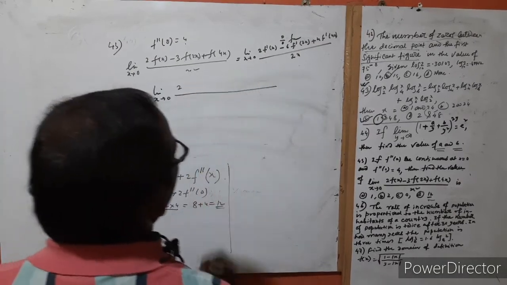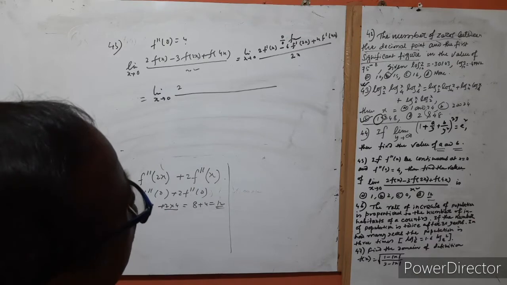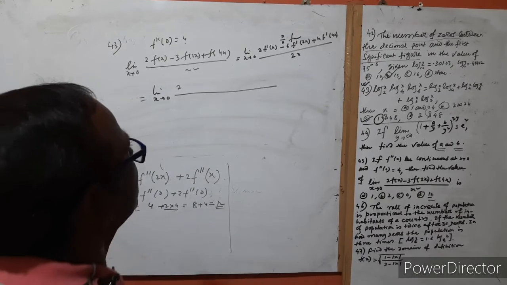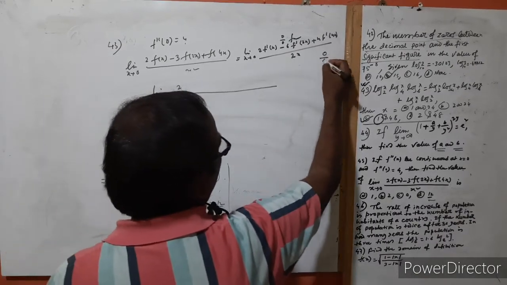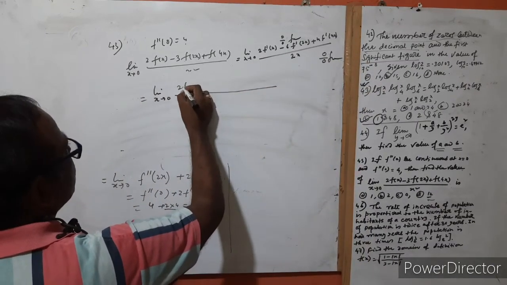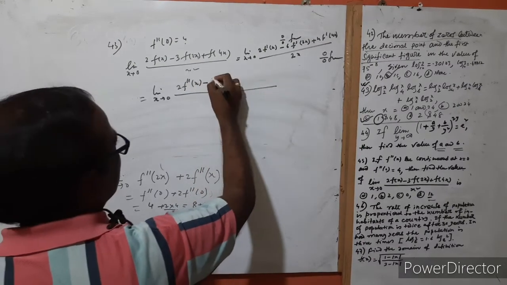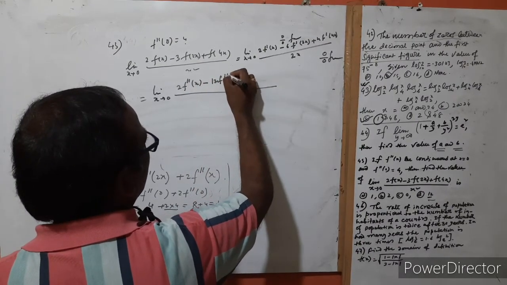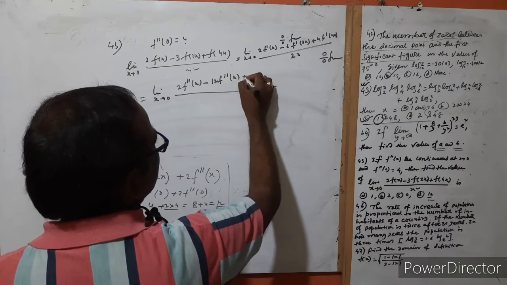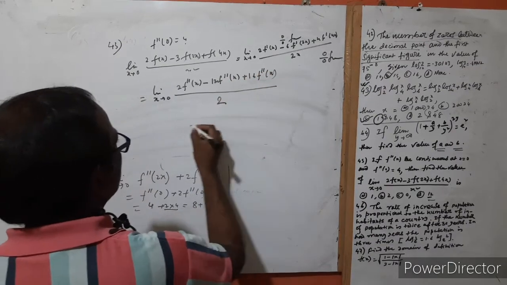This is equal to limit x tends to 0. Again, if we put 0, this is 2 times f of 0, and this is 6 times f of 0, minus 4 times f of 0 plus 4 times f of 0. So this also is 0 by 0 form. Now again differentiate. This is 2 into f double dash x, this is 12 into f double dash x, this is 16 into f double dash x, and this is 2 here.